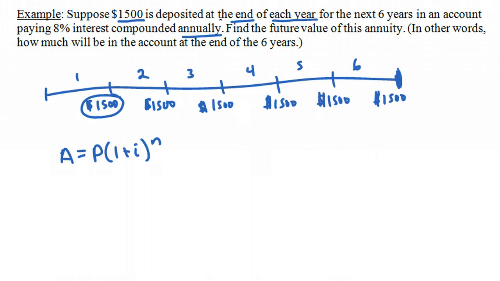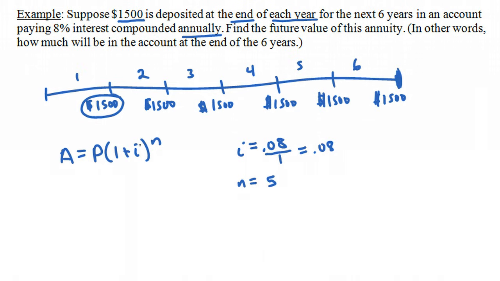We're compounding annually at 8%, so our i is 0.08. You might think 0.08 over 1. If we were compounding monthly, this would be 0.08 over 12. But i is 0.08 over 1, so that's just 0.08. What is the n? For this particular $1,500, n is going to be 5, because it accumulates through 5 compounding periods, compounding once a year for the next 5 years. Why not 6? Because we didn't start here, we started here. So n is going to be 5.